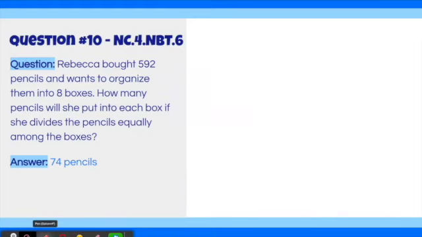So we know that each of Rebecca's 8 boxes has the same number of pencils in them. So that means that to find the number of pencils, just divide 592 by 8. And because 592 is a pretty big number, we're going to use long division. Okay, so you're going to start off with the hundreds place. So 5. 5 is not divisible by 8. So we're going to put a 0 up here, and we're going to move on.